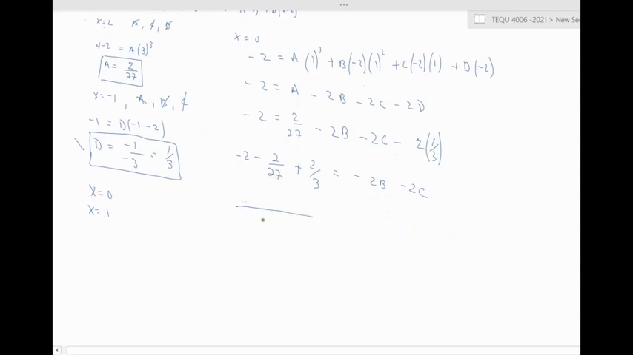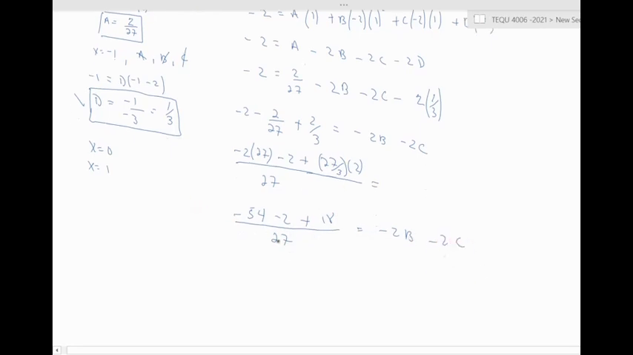if I use 27 here, that will be minus 2 times 27 minus 2, and here you have plus 27 times 2. If we do all that math, hold for 1 second. So we got here 54 minus 2 plus 27 over 3. That would be 9. That would be 18. All that divided by 27, and that equal minus 2b minus 2c.